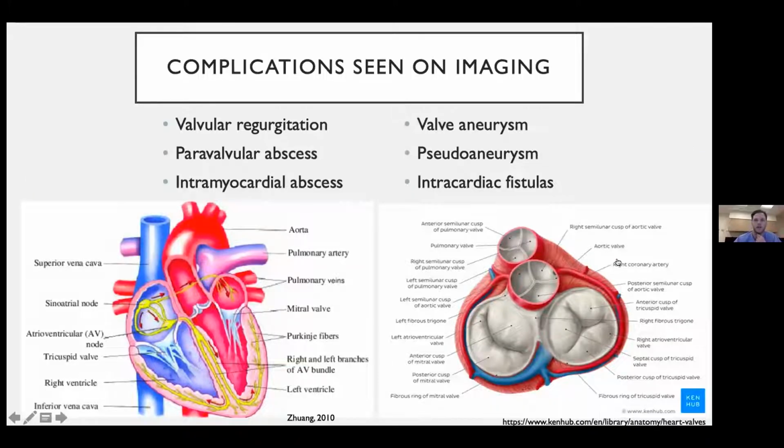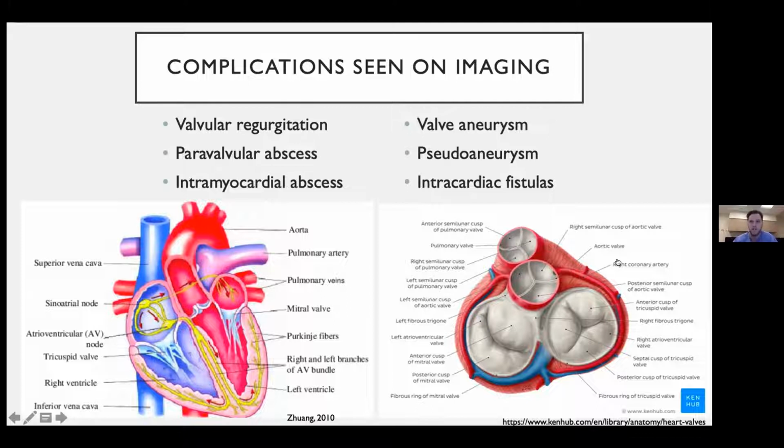All right, so we'll move on now and talk about complications seen on imaging. So identification of complications is essential and is really one of the primary goals of echo in endocarditis because many complications are indications for surgery, so it'll change management drastically.